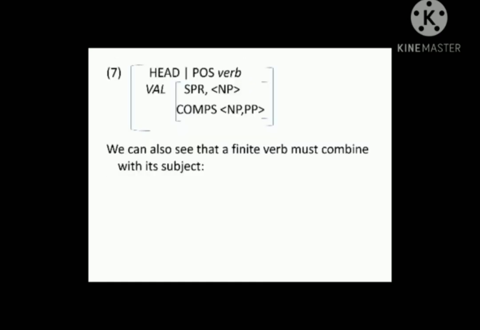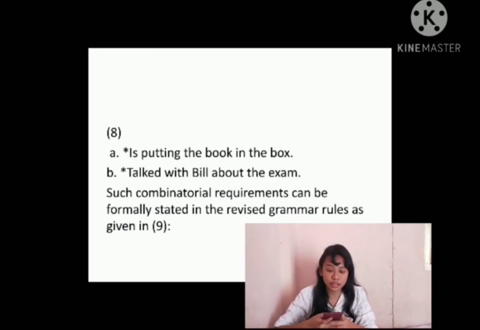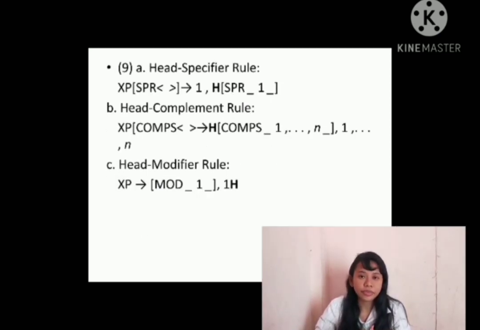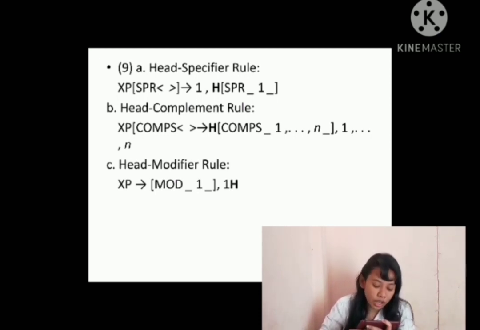7. We can also see that a finite verb must combine with its subject. 8. In the slide, you will see an example of the sentence. Such combinatorial requirements can be formally stated in the revised grammar rules as given in 9. In the slide, you will see the three rules: the head specifier rule, head complement rule, and head modifier rule.